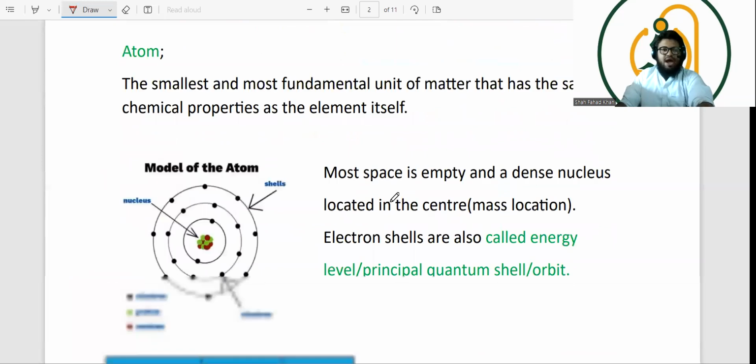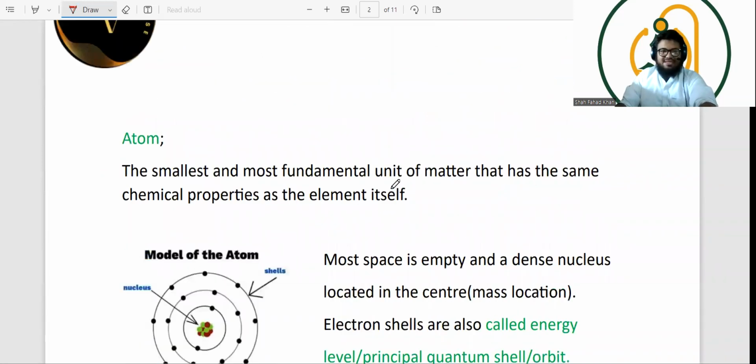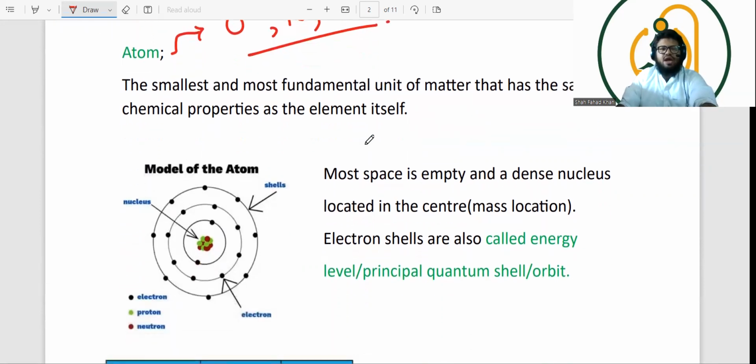All right, guys. So atom, by definition, is the smallest fundamental particle of a matter or of an element that contains the same chemical properties as the element itself. This is an atom. So we've got multiple examples of an atom. We can have oxygen, we can have nitrogen, we can have fluorine. These are all elements and they have their own atoms.